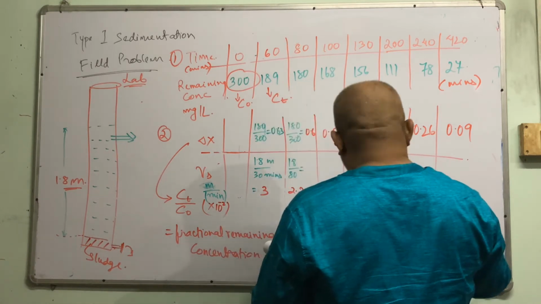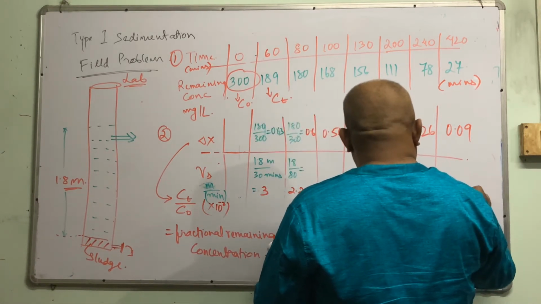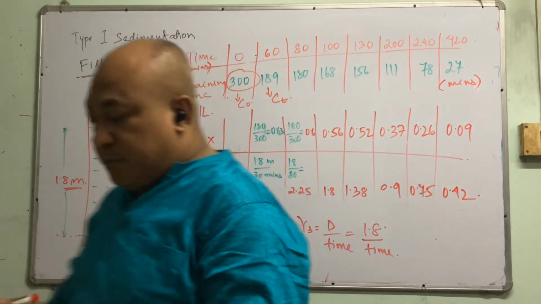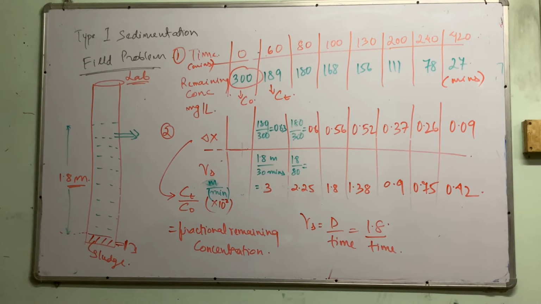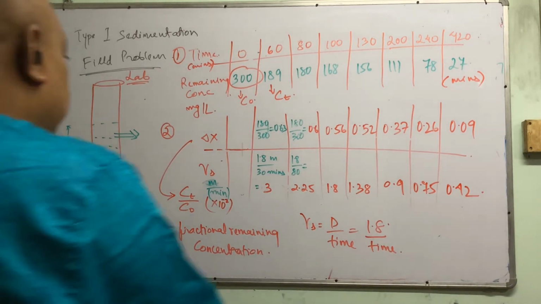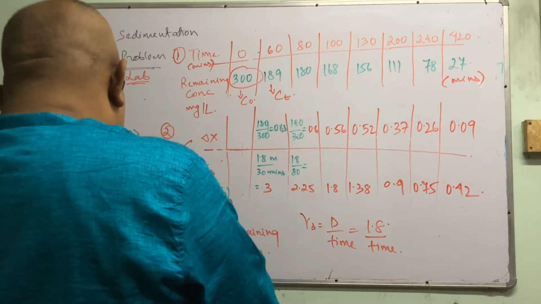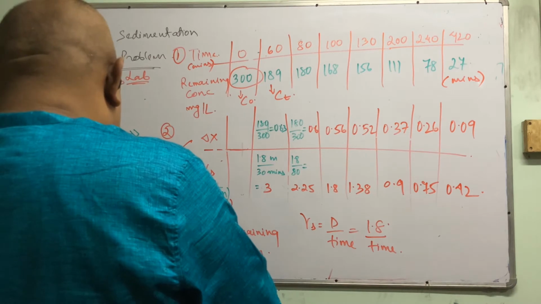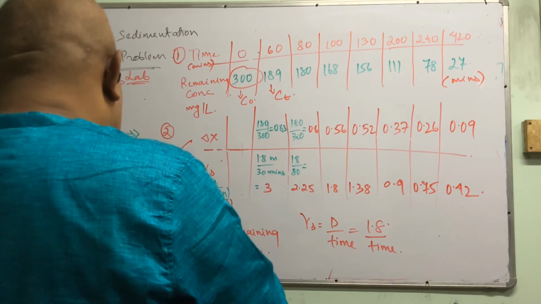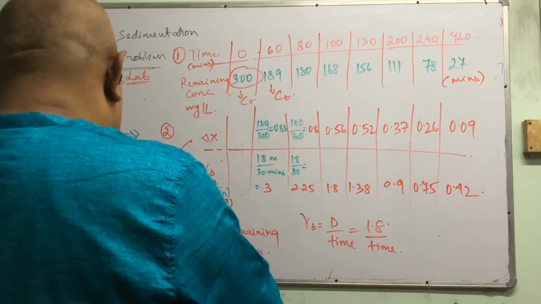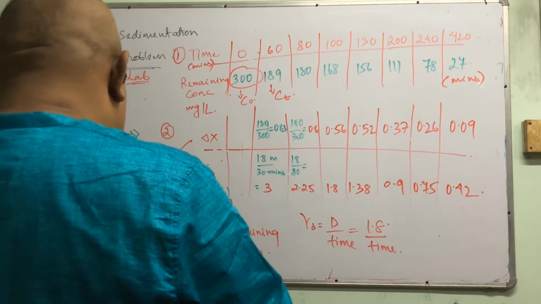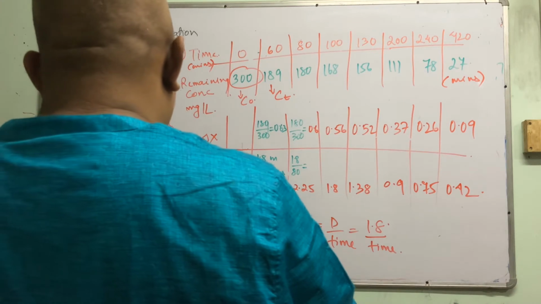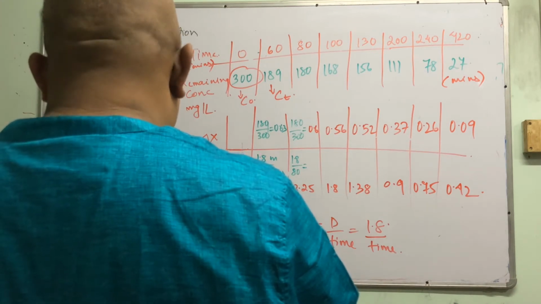0.42. Okay, the textbook has got some mistake. Let me rectify it here. This should be 0.42, this should be 0.75 and 1.38. Distance by time, 1.8 by 80.